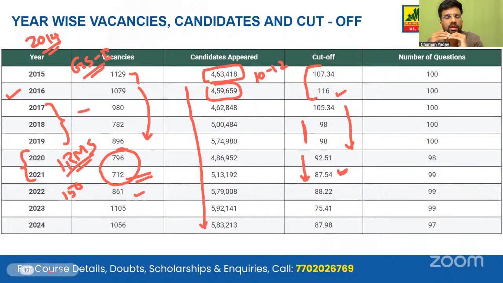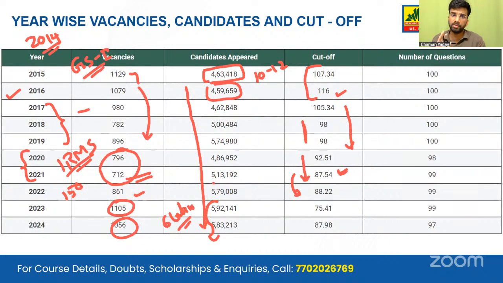In 2022, the cutoff increased a bit, only marginally, but the number of vacancies has increased. In the past 2 years, 2023 and 2024, the vacancies have been over 1,000, and we can see that approximately 6 lakh aspirants are now appearing in the examination. So the competition is increasing day by day.